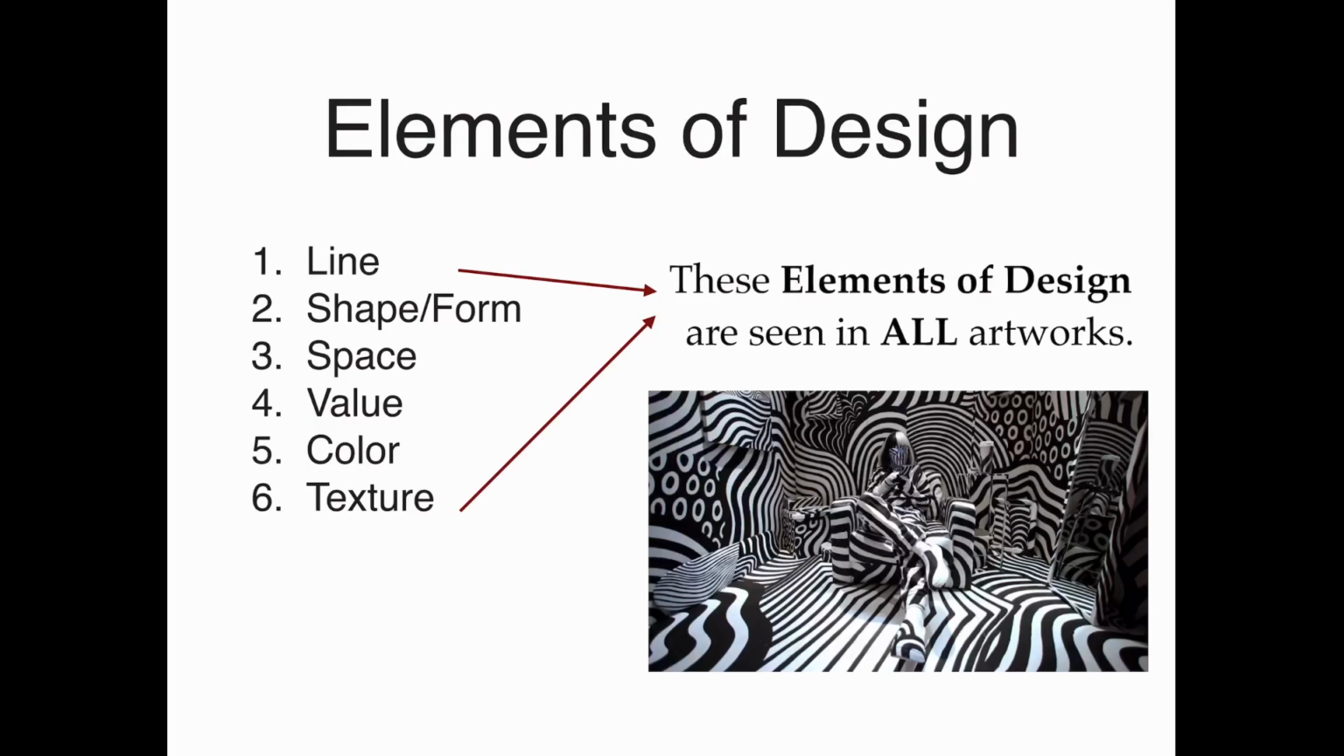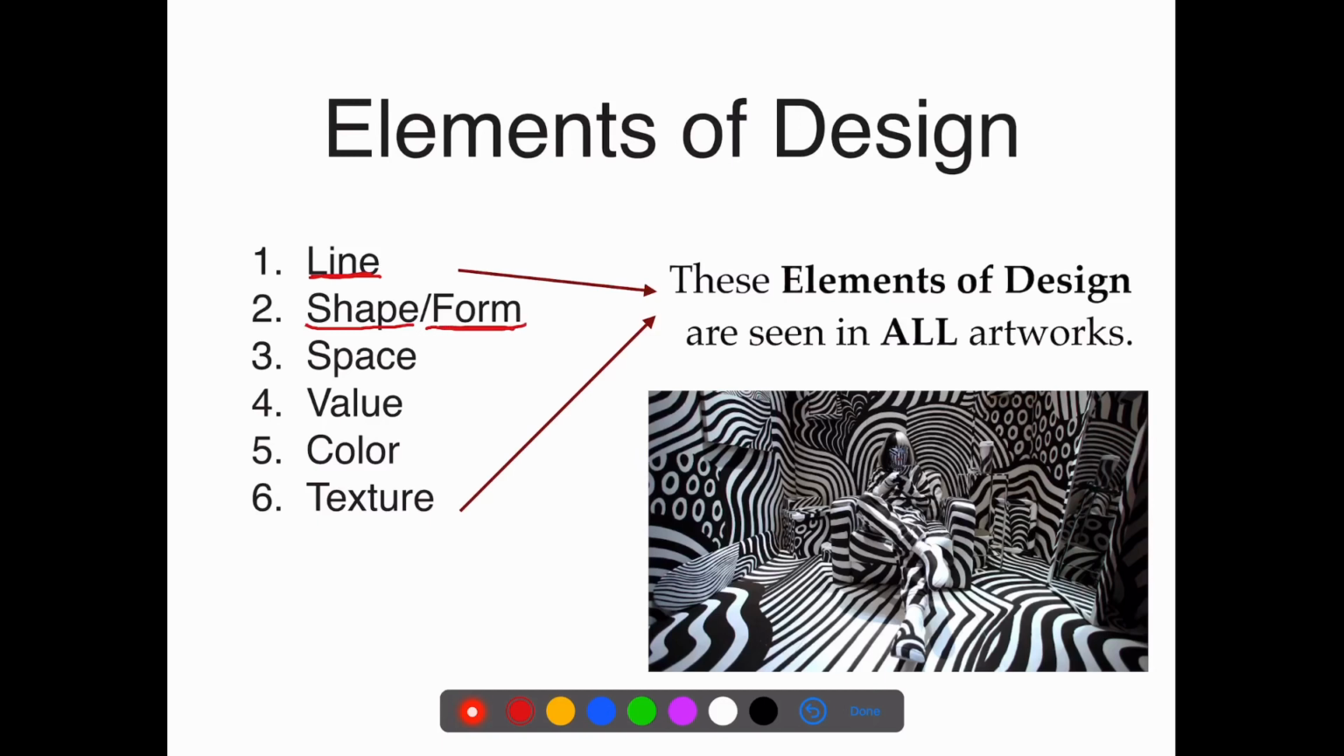So to review, we've learned about line and how you can vary line to make it look more interesting. We've learned about shape and how you can have geometric or organic shapes in your Zentangle. We've also learned about form and how form is three-dimensional. Once again, now that we've learned about those things, you can see that we have organic shapes within this artwork.